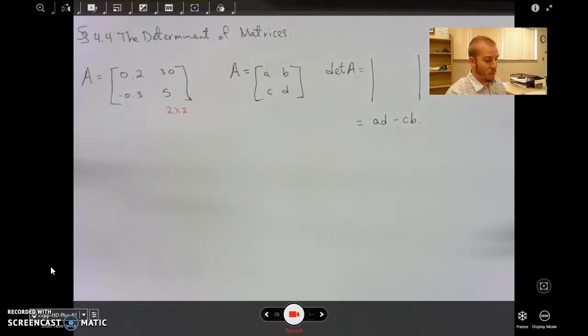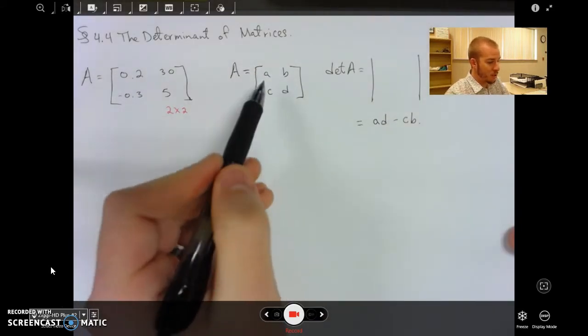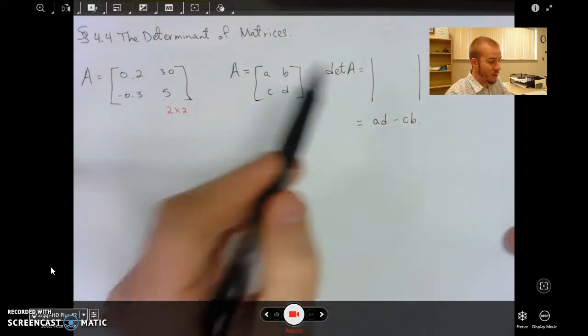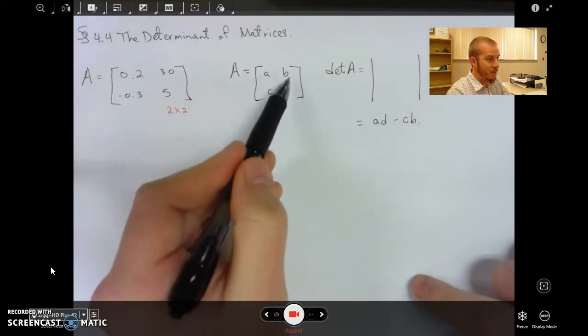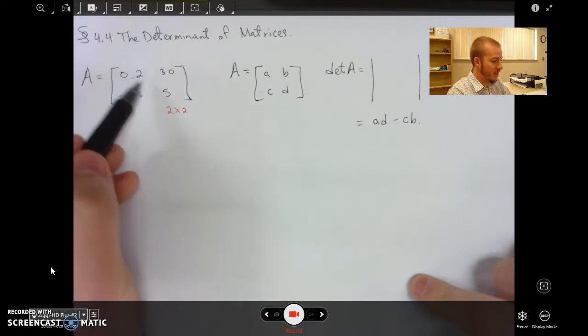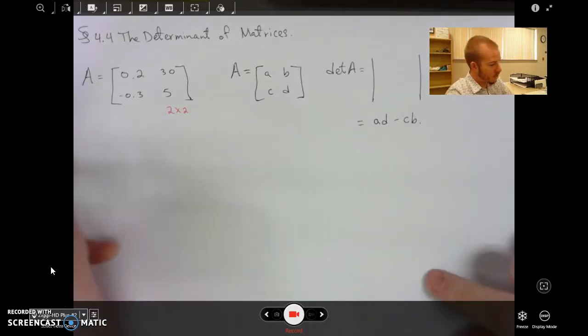But for a 2x2 matrix, this is the pattern you're going to use. If you have the matrix a, b, c, and d, to find the determinant, you take A times D, and you subtract C times B. So we take this times this, subtract these two when you multiply them, and that will be the determinant of your matrix. Okay, so let's do this here.